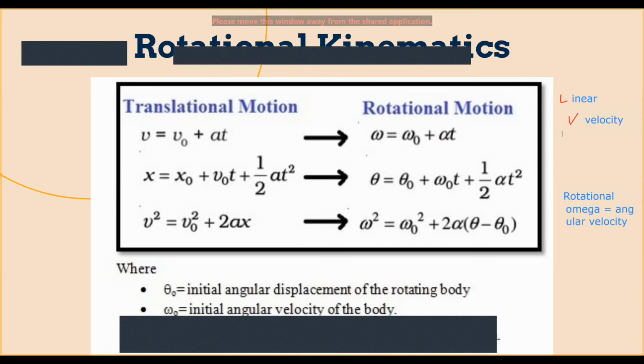Then we also have acceleration in linear, right? If we talk about how fast a car is accelerating, we use the variable a. And here we use the symbol alpha, which equals angular acceleration.